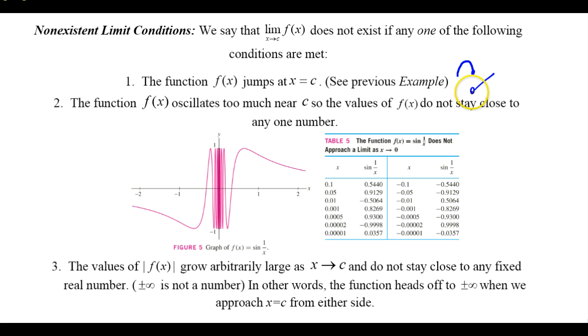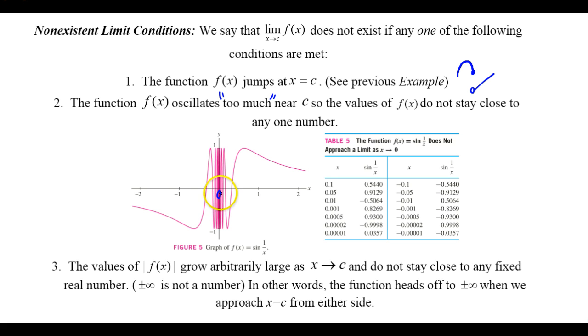When there's this jump in the graph, we can say that at that jump value the function's limit does not exist. The second way a limit can fail to exist is if the function f of x oscillates "too much" near c, so that the values of f of x do not stay close to any one number. The best way to think about this is an example. Near 0 here, here's this function which is sine of 1 over x, and we say that this function oscillates way too much near 0.